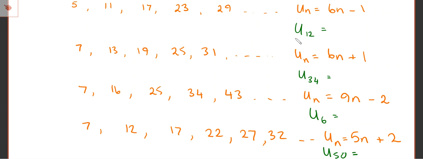All right, so how do we do it? So we've got n has to equal 12, so we do 6 times 12 minus 1. 6 times 12 is? 72. 72 minus 1 equals 71. Okay, Zoe.